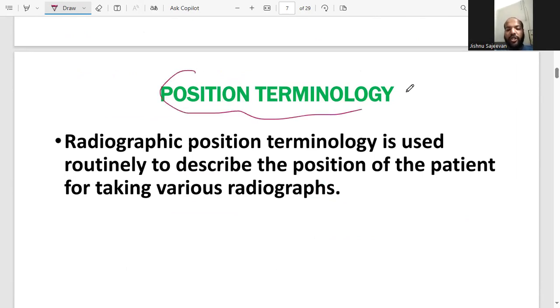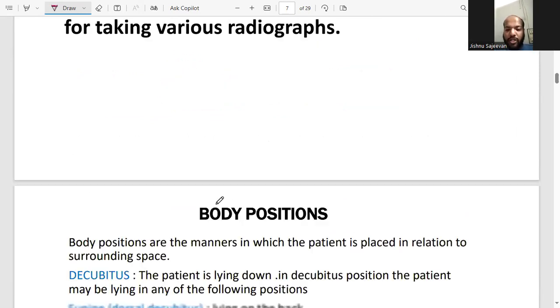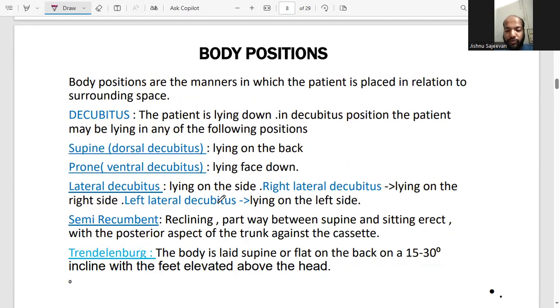Positioning terminology means how we will be positioning a patient. So we are going to describe each and every terminology, how we are going to position a patient for a radiograph. Moving on to the body position, the first and the most important position is the decubitus. That means the patient is in a lying down position. There are many types of decubitus position.